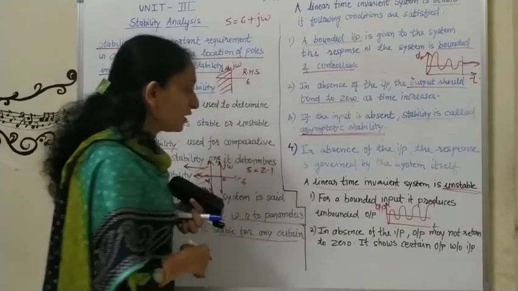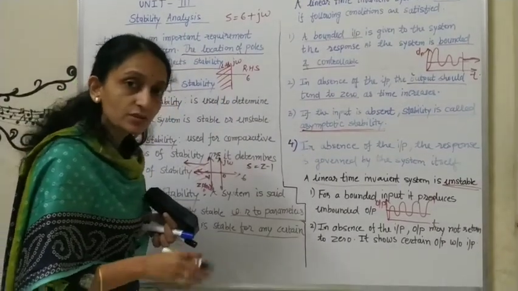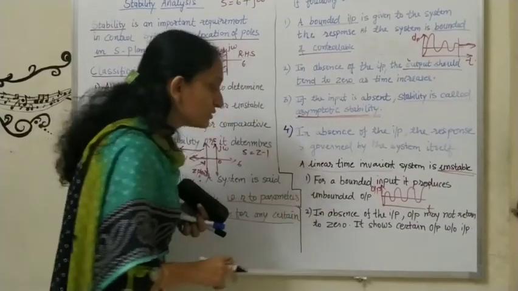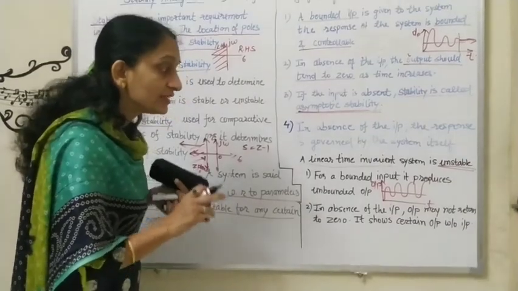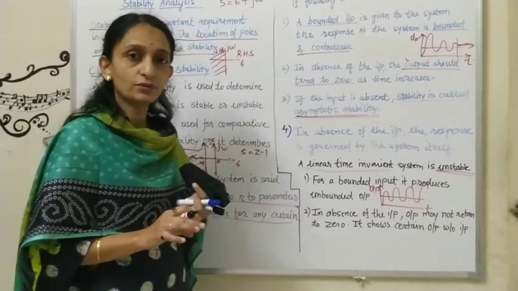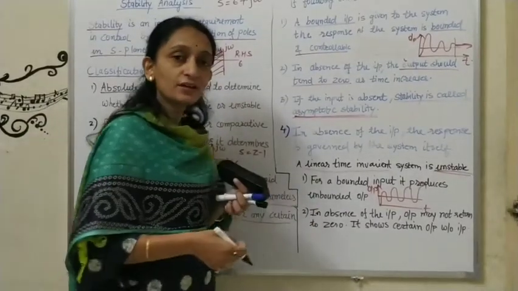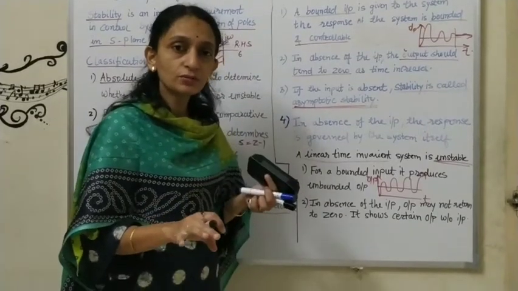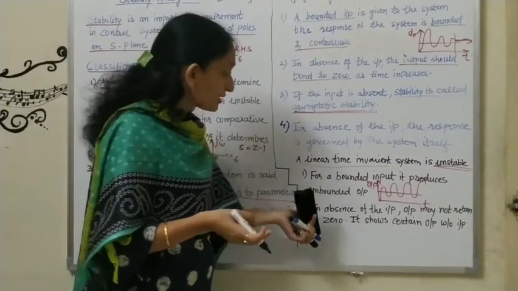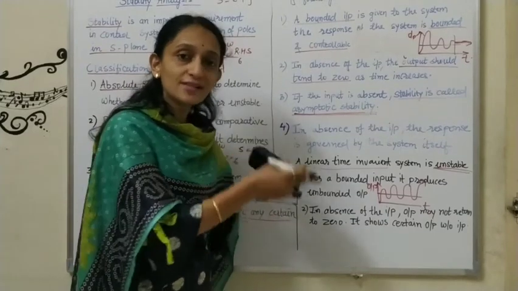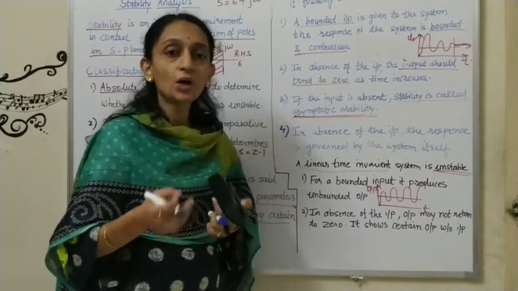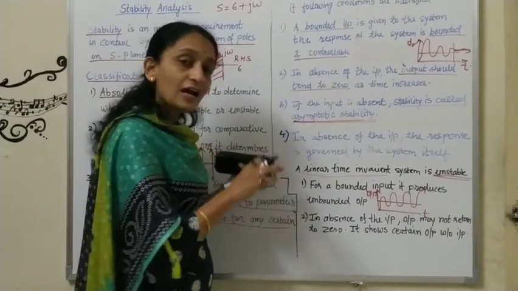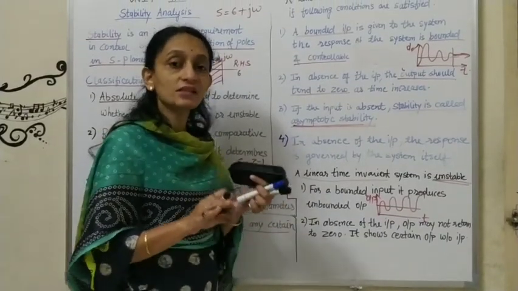Then the last point, in the absence of the input, the output may not return to 0. It shows certain output without input. This is an undesirable condition. Just now we saw that if we are not giving input, output should be 0. But in this condition, input is absent, yet we are getting some output. Again this is undesirable, and in that case the system is unstable.